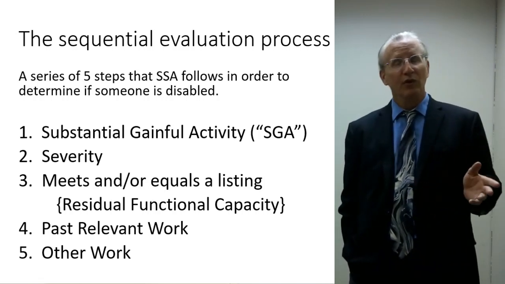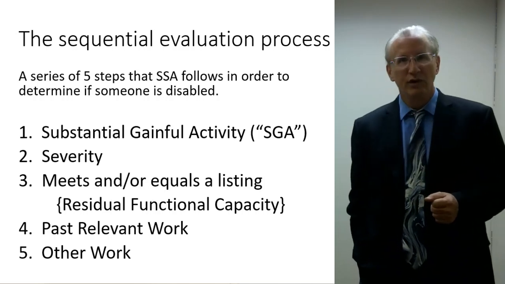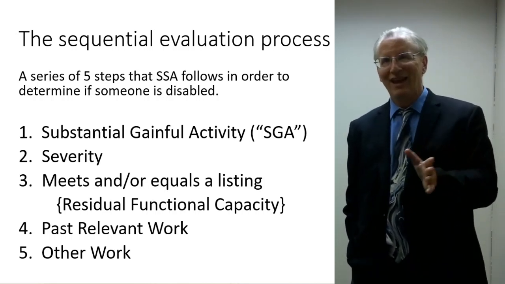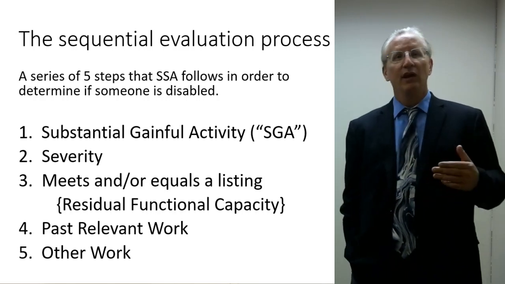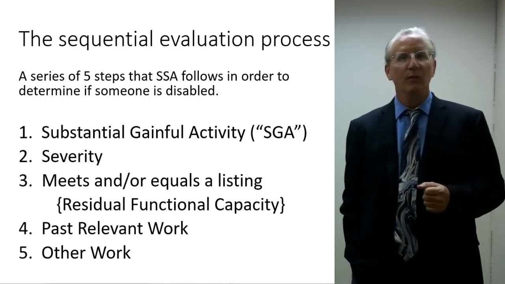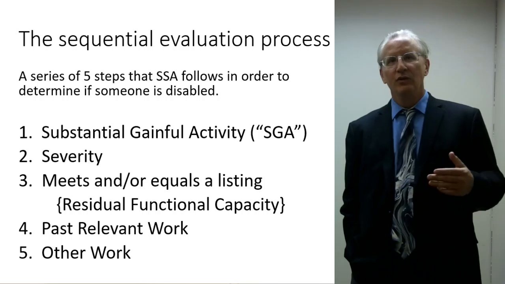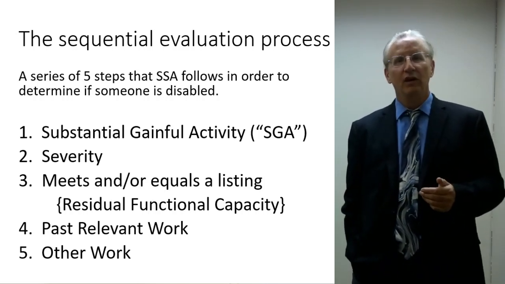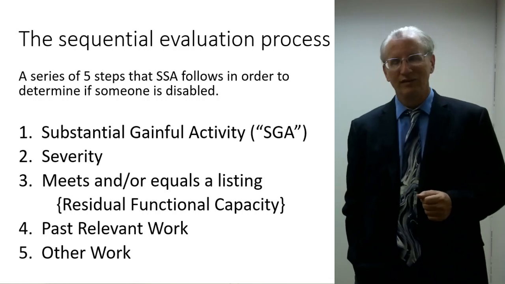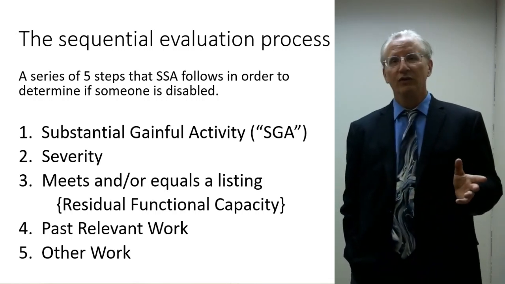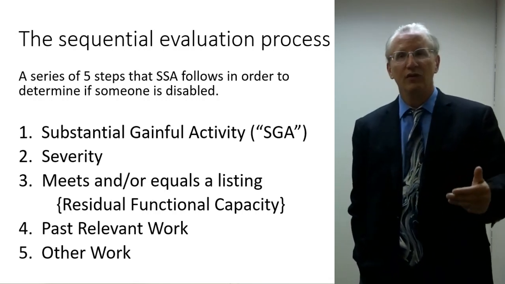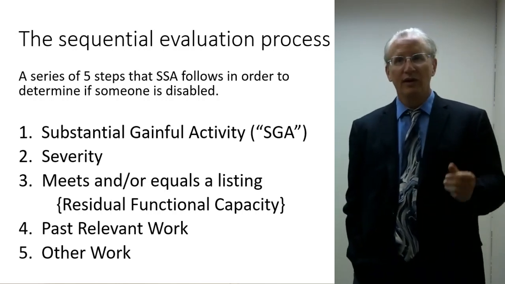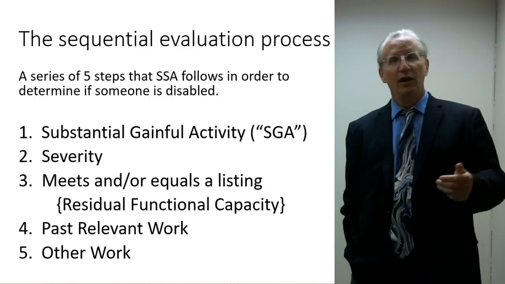First, what I'd like to do is start off with the definition of disability. Disability is an inability to engage in any substantial gainful activity by reason of any medically determinable physical or mental impairment, which can be expected to result in death, or which has lasted or can be expected to last for a continuous period of not less than 12 months. That's a lot of words. In essence, does someone have a physical or mental impairment that prevents them from working? And what Social Security will look at is their age, their education, and their past relevant work.